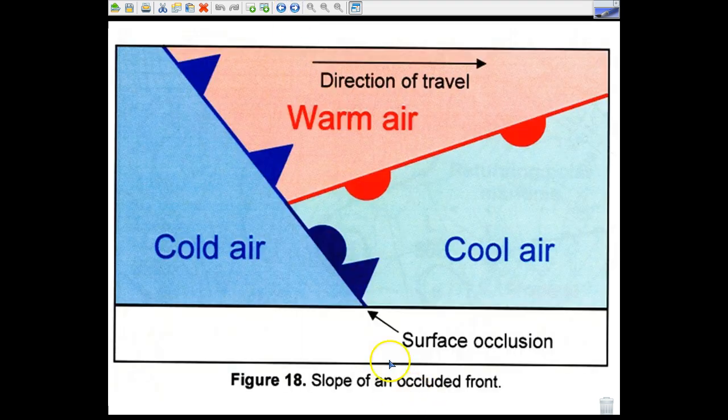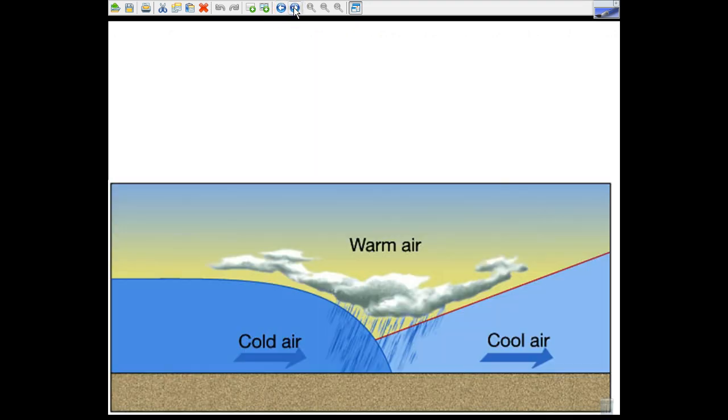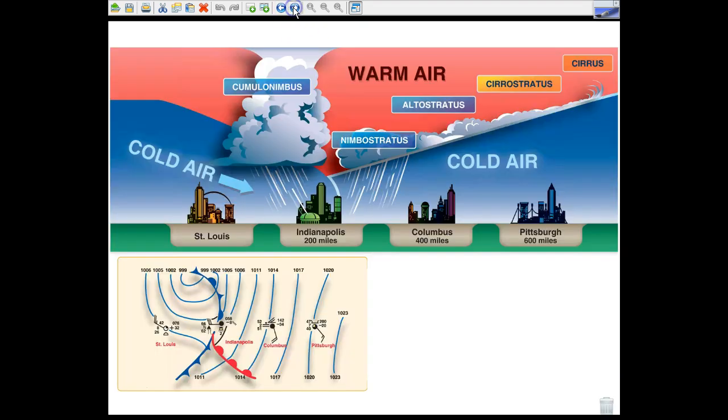Another same exact thing. You can see they talk about surface occlusion, which you don't really have to get that involved in. But here's my occluded front, and then if I go up far enough, there's the cold front, and there's still the existence of the warm front there. Kind of a cool diagram, right? So you can see the heavier precipitation over here, and then it's more spread out, lighter precipitation at that end.